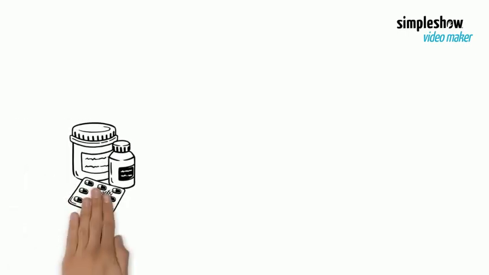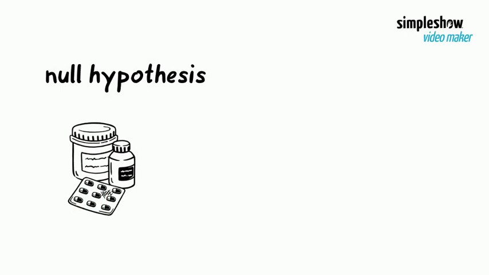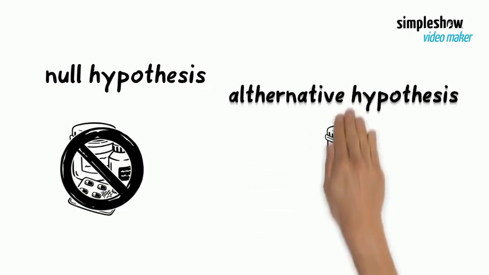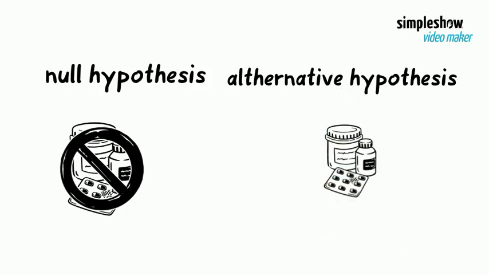For example, if we were to test the effectiveness of a medicine, the null hypothesis would be that the medicine does not cure the disease, whereas the alternative hypothesis assumes that the medicine is effective at treating the disease. Obviously, there can only be one correct hypothesis.